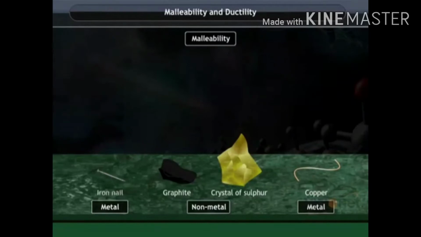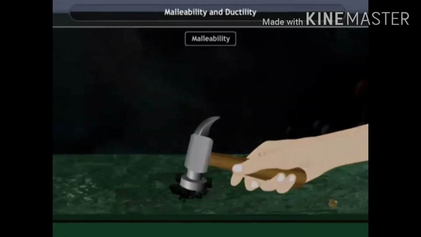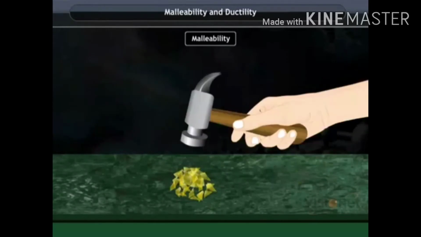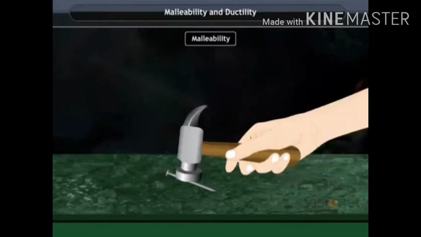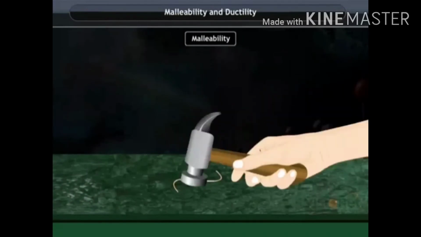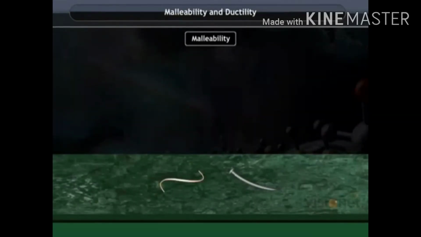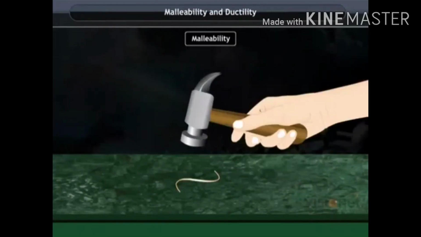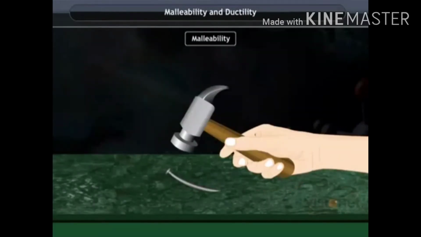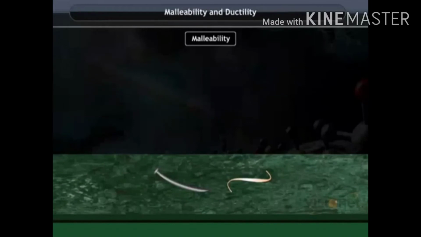Malleability. Take an iron nail, a piece of graphite, a crystal of sulfur and a wire of copper. Beat them with a hammer. What do you observe? It will be observed that while graphite and sulfur break into pieces easily, iron nail and copper wire do not break. However, the shape of iron nail and copper wire changes. On beating the copper wire and iron nail further, they flatten to form thin sheets. Such a property of metals is called malleability.